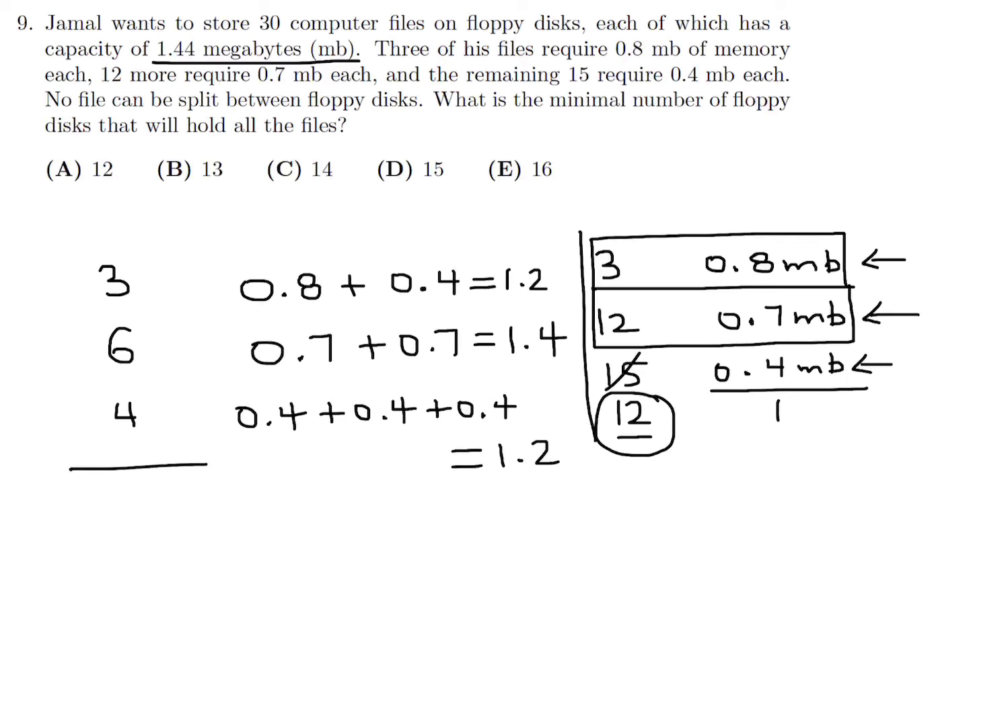So how many floppy disks do we have in total? With 3 plus 6 plus 4, we have 13. And that is the minimal number. So 9, the answer is B.